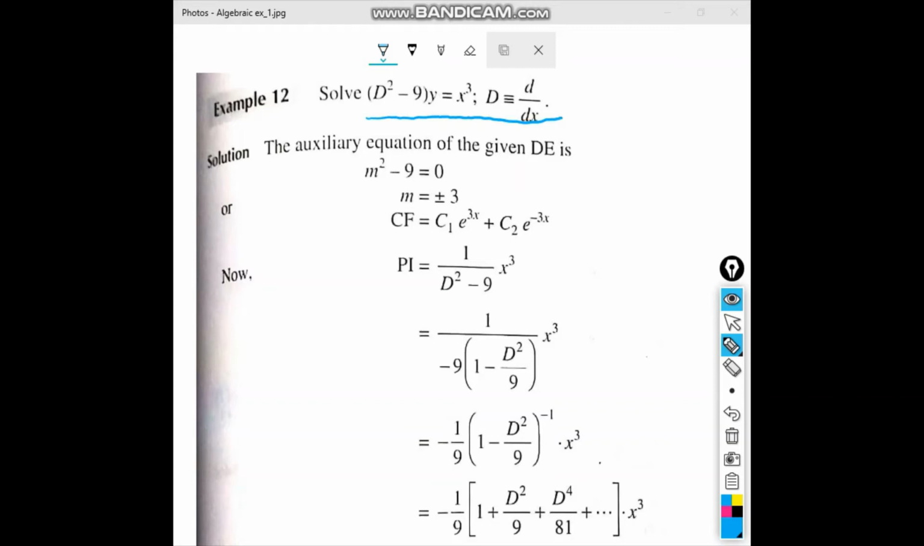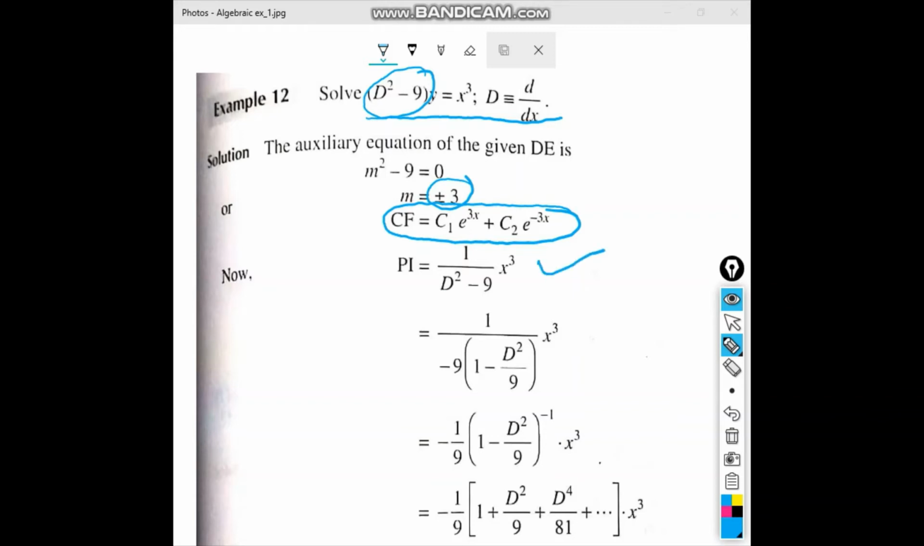So step 1 is the complementary function. For complementary function, yes, we equate d square minus 9 is equal to 0. We get the roots as plus or minus 3, and we get yc, which is the complementary function, as c1 e raised to 3x plus c2 e raised to minus 3x. That is about the complementary solution.